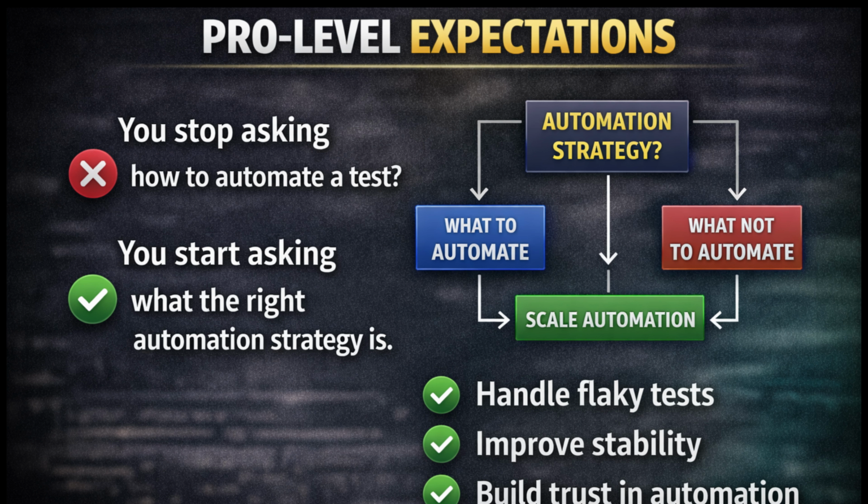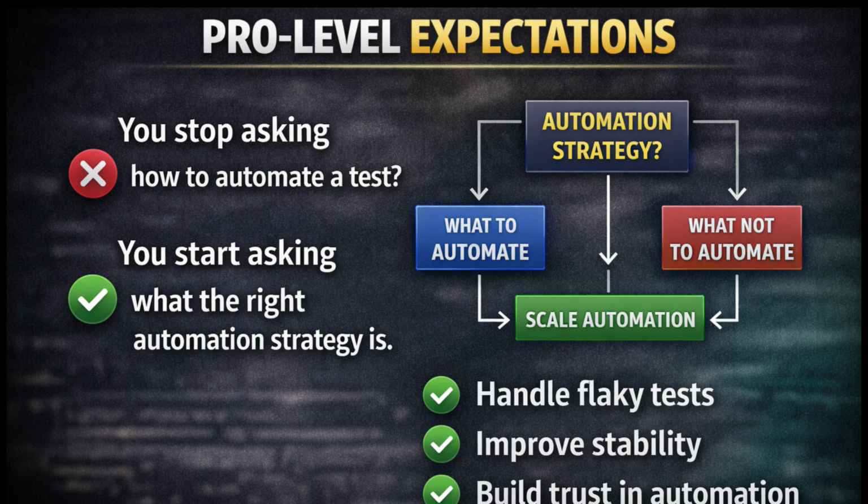Step 1. Automation strategy and architecture. As a pro, you're expected to make decisions. You must understand what should be automated, what should not be automated, how to design scalable automation architecture. This is the difference between writing tests and owning the automation framework.